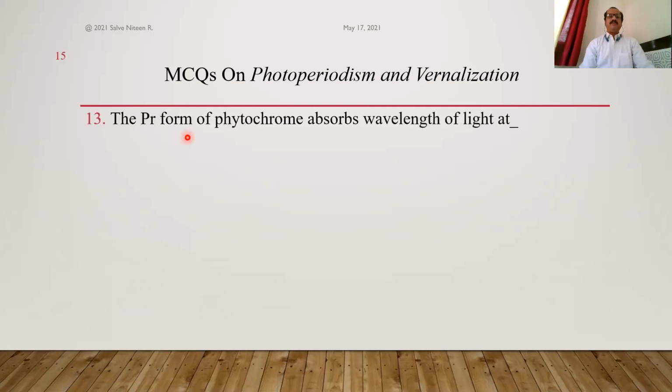The red form of phytochrome absorbs wavelength of which light? You have studied that phytochrome red absorbs 660 nanometer light and gets converted into phytochrome far red, whereas the phytochrome far red form absorbs 730 nanometer wavelength light and is again converted into phytochrome red. Phytochrome red is converted into phytochrome far red when it absorbs 660 nanometer wavelength light. So here the answer is B.